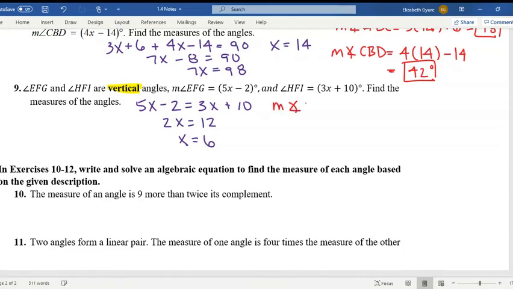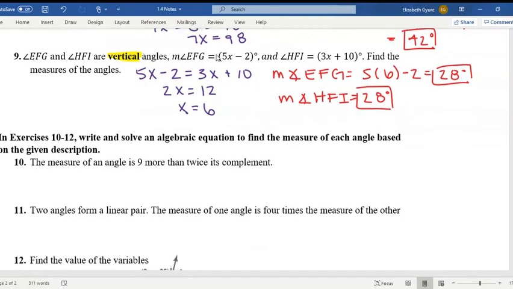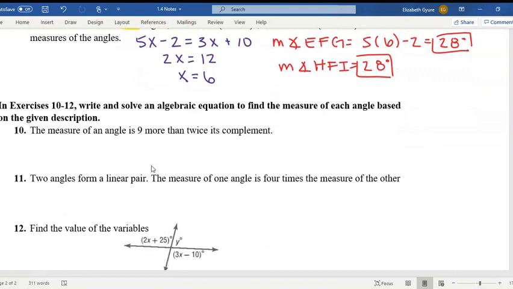So the measure of angle EFG is going to be 5 times 6 minus 2, which is going to give you 28 degrees. And then if you plug it into the other, you should get the same thing. The measure of angle HFI will also be 28 degrees. And then in the last video, we're going to take a look at some algebraic equations where we actually have to write our own equation.